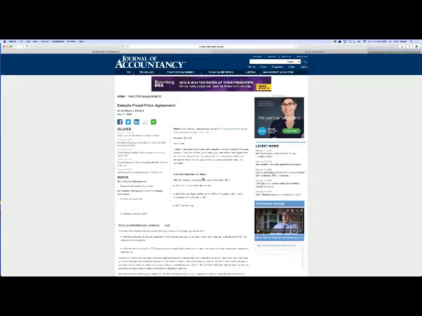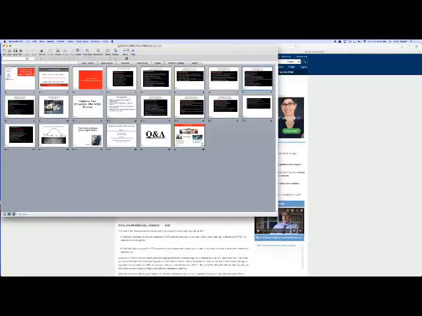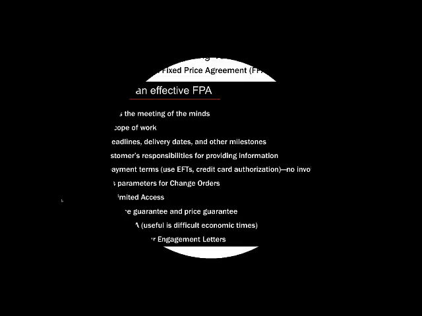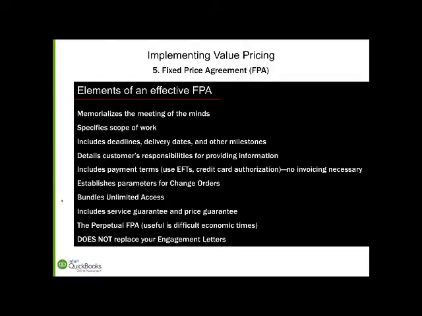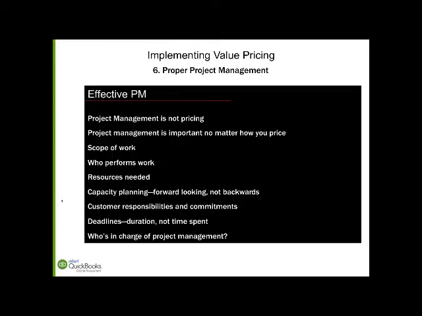And again, you'll be able to get this from the Journal of Accountancy Pricing on Purpose article, and then there's also a sample change order that I'll show you a little bit later when we get to that. So let me go back to the slides, and that's basically the fixed price agreement. And then the next step is proper project management. Again, I'm not going to spend a lot of time on this.